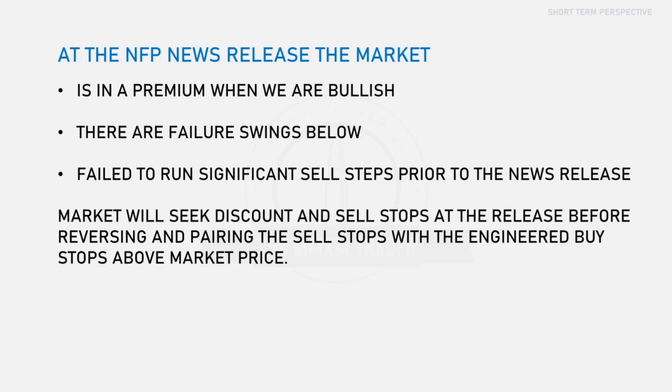So at the NFP release, the market is in a premium when we are bullish. So what is more likely that it will do? If it's in premium, it's more likely to drop back into discount with the news release, right? But there has to be failure swings below us, which is the case in the previous chart, right? And then it failed to run those significant sell stops prior to that news release. So the market will seek discount and sell stops at the release before reversing, and then pairing those sell stops up with those engineered buy stops above market price.